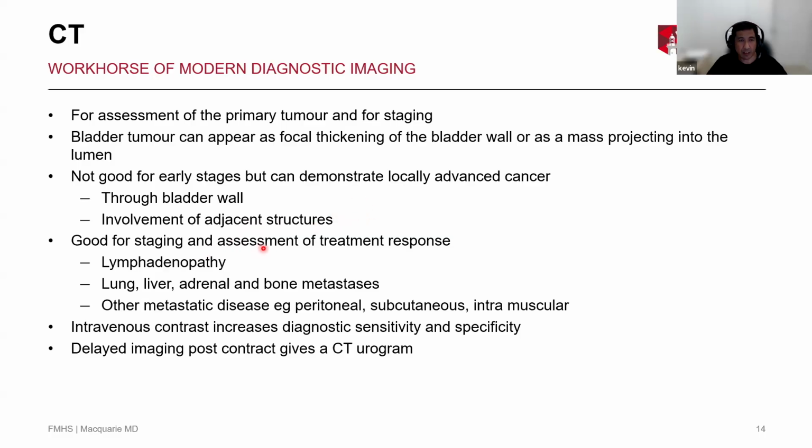The other, and to some degree more important, benefit of CT is it's also good for staging. So you can look at everything else. You can look for lymphadenopathy, so lymph node involvement in the pelvis or in the abdomen. You can look for lung, liver, adrenal, bone metastases, and other metastatic disease in other areas like the peritoneum, the subcutaneous tissue, intramuscular. Adding intravenous contrast increases the diagnostic sensitivity and specificity as well.